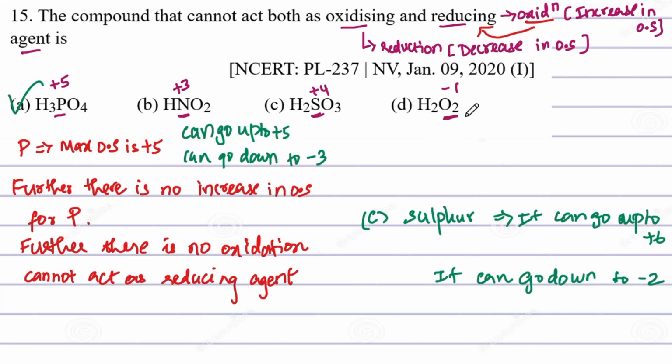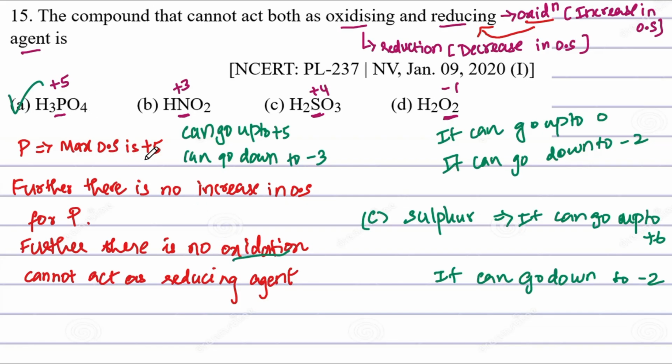Then in option D, oxygen is having the intermediate oxidation state -1. So it can go up to 0. In elemental state, oxygen is having the oxidation state 0, or it can go down to -2. So oxygen can undergo both oxidation as well as reduction. So only option A is the compound that cannot undergo oxidation as it is already exhibiting the maximum oxidation state +5. So the correct option is option A.